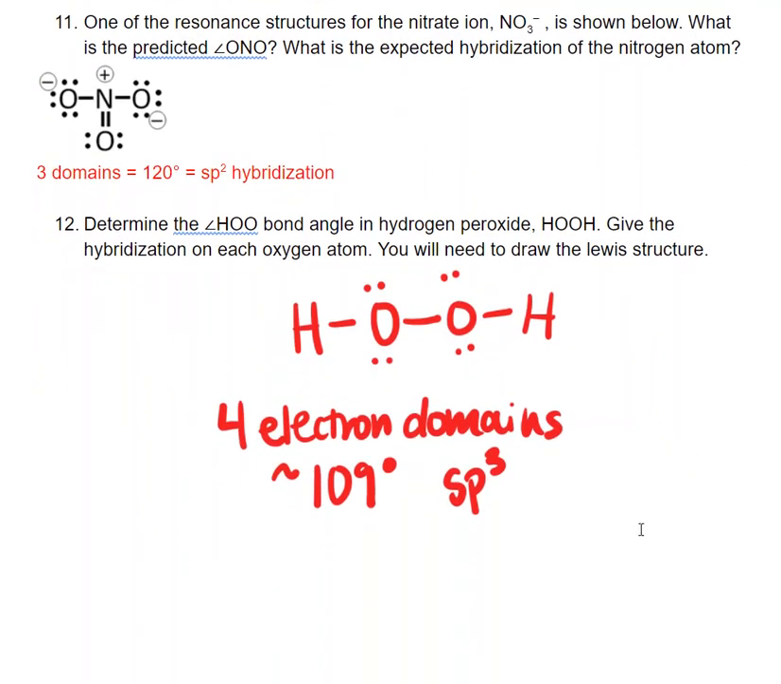Looking at the bond angle in hydrogen peroxide, determine the hybridization. So whenever I draw my Lewis structure here, I have a total of 6 plus 6 is 12, 13, 14 electrons to work with here. So I end up with 4 electron domains on the oxygen. So there's a lone pair, and 2 bonding pairs. So we expect sp3 hybridization and a bond angle around 109 degrees.